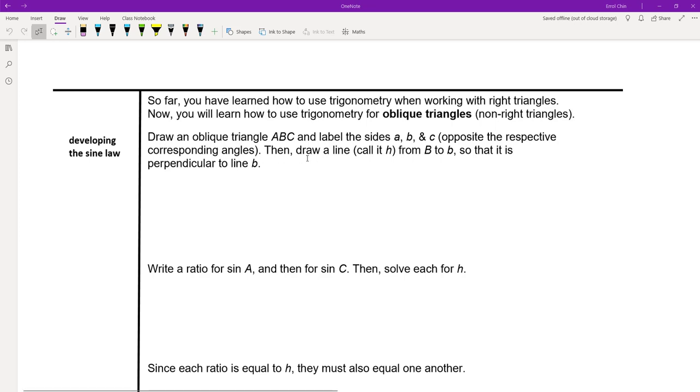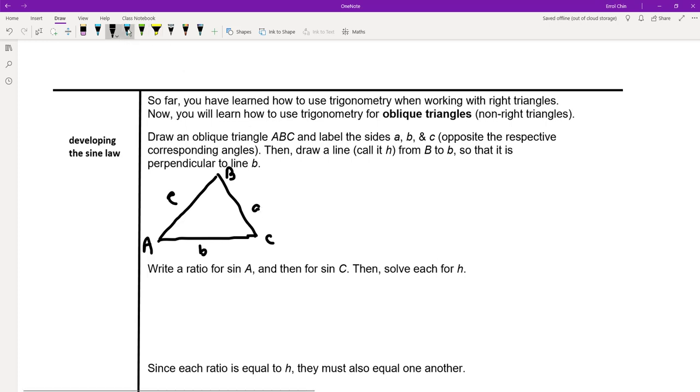Then it says draw a line called H, which is height, from capital B to little b, so that it is perpendicular to line b. Let me just draw for you what this says. My drawings are not very good. Anyways, here's your triangle, and of course it is not a right angle triangle: capital A, capital B, capital C, and then little c, little b, and little a.